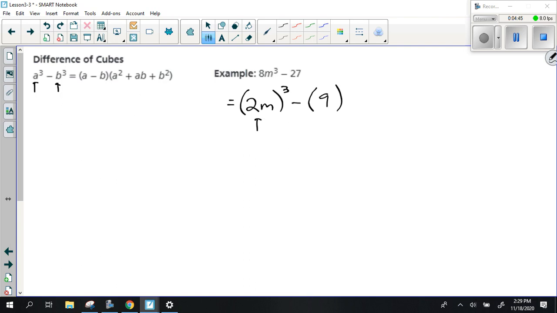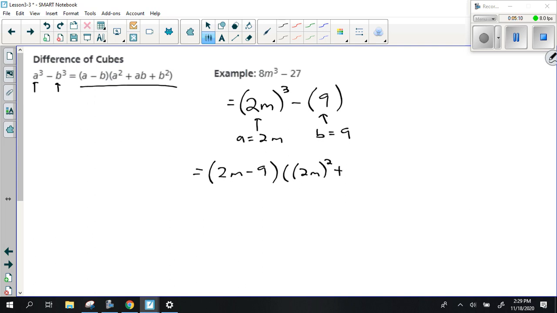So then I've identified that A is equal to 2m and that B is equal to 9, which is going to allow me to now just plug those into this part of the equation. So A, 2m, minus B, which is 9, times A squared, which is going to be 2m squared, plus A, 2m, times B, which is 9, plus B squared, which is 9 squared.